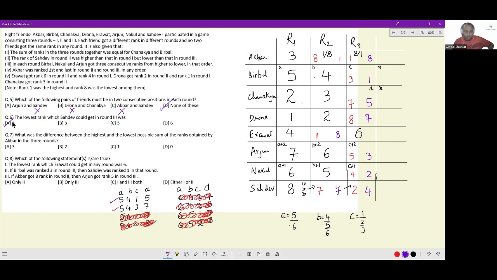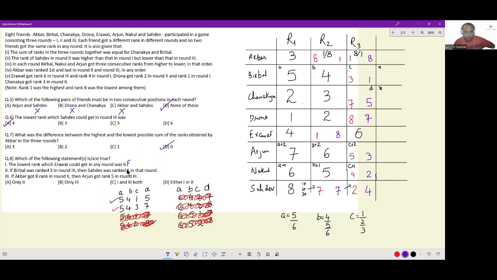Next, what was the difference between the highest and the lowest possible sum of ranks obtained by Akbar in the 3 rounds? Given that Akbar is getting 381 or 318, his sum of ranks in the 3 rounds will be identical. So the difference is 0. Last question, which of the following statements are true? The lowest rank which Eravat could get in any round was 6. This is not true in the blue case. He is getting an 8 also. So this is false.